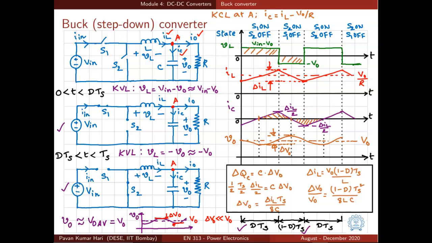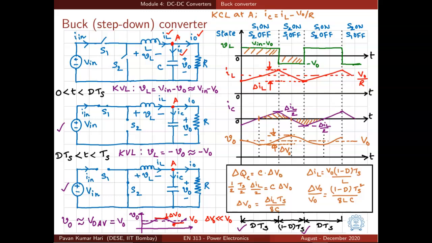So if you specify a delta IL, output voltage and switching frequency, we'll get the value of L. Once we know the value of L, we can find the value of C by appropriately specifying the output voltage ripple delta VO, which we want to be as small as possible. And if you want to write the expression for delta VO in terms of VO, because that is what we have been trying to verify.